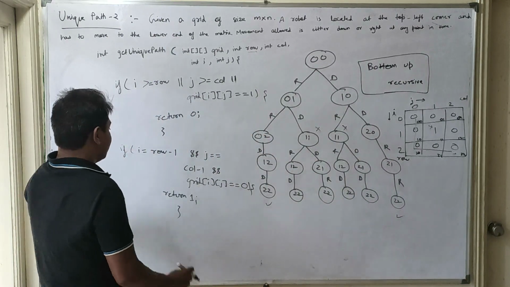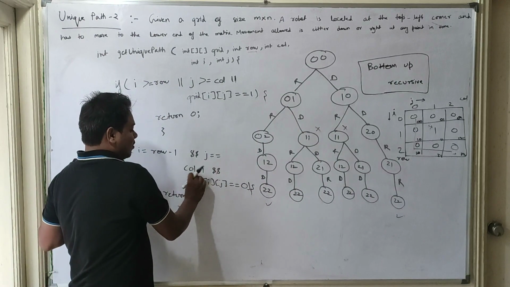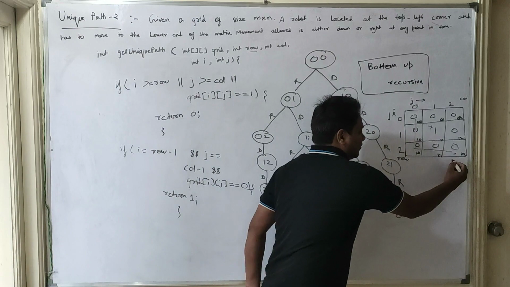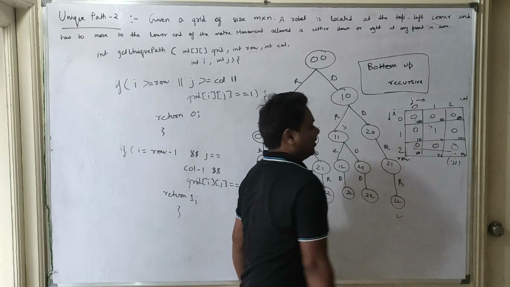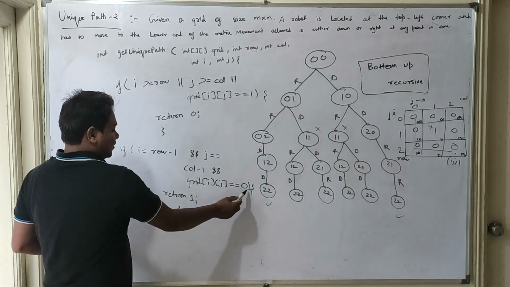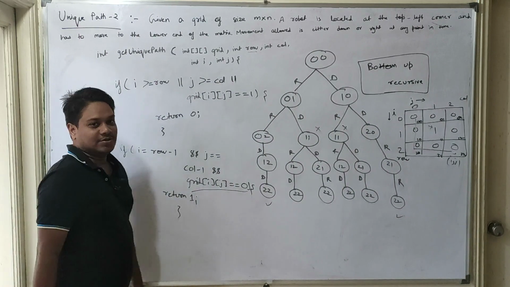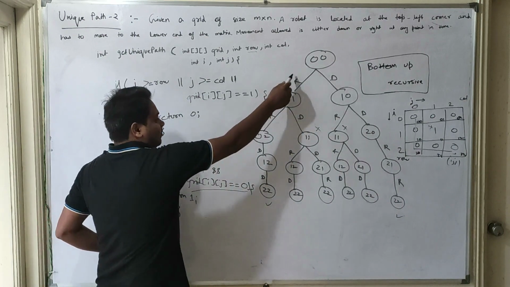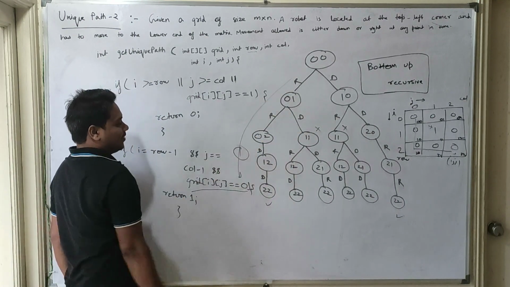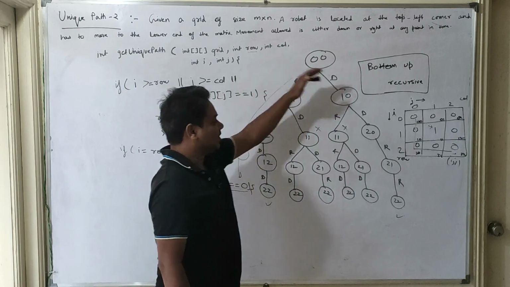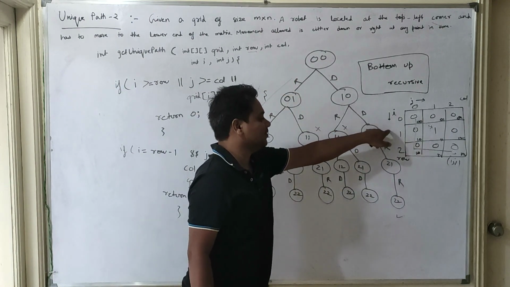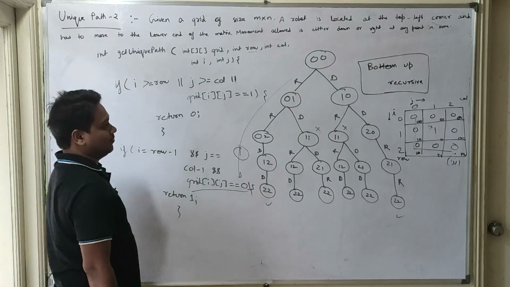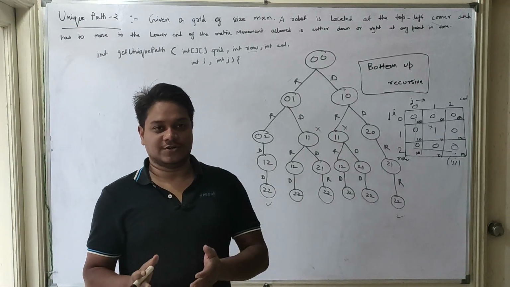So if i is equal to row minus 1 and j is equal to column minus 1, that indicates that our current cell has reached over here, our robot has reached over here, and the obstacle is also not there. So grid i j is equal to 0, so we can move forward. So that is one of the possible paths. So we are returning 1. Now in the next recursion it will return 1 more, which we will add to the previous value.